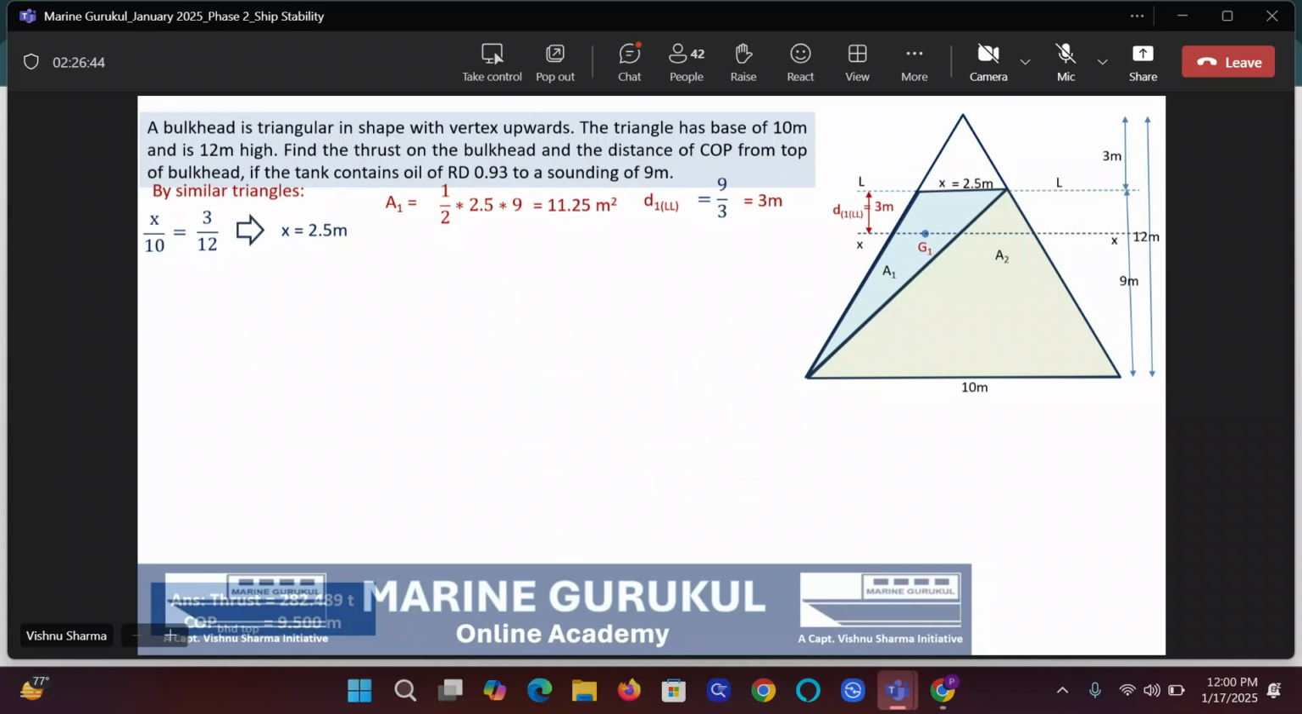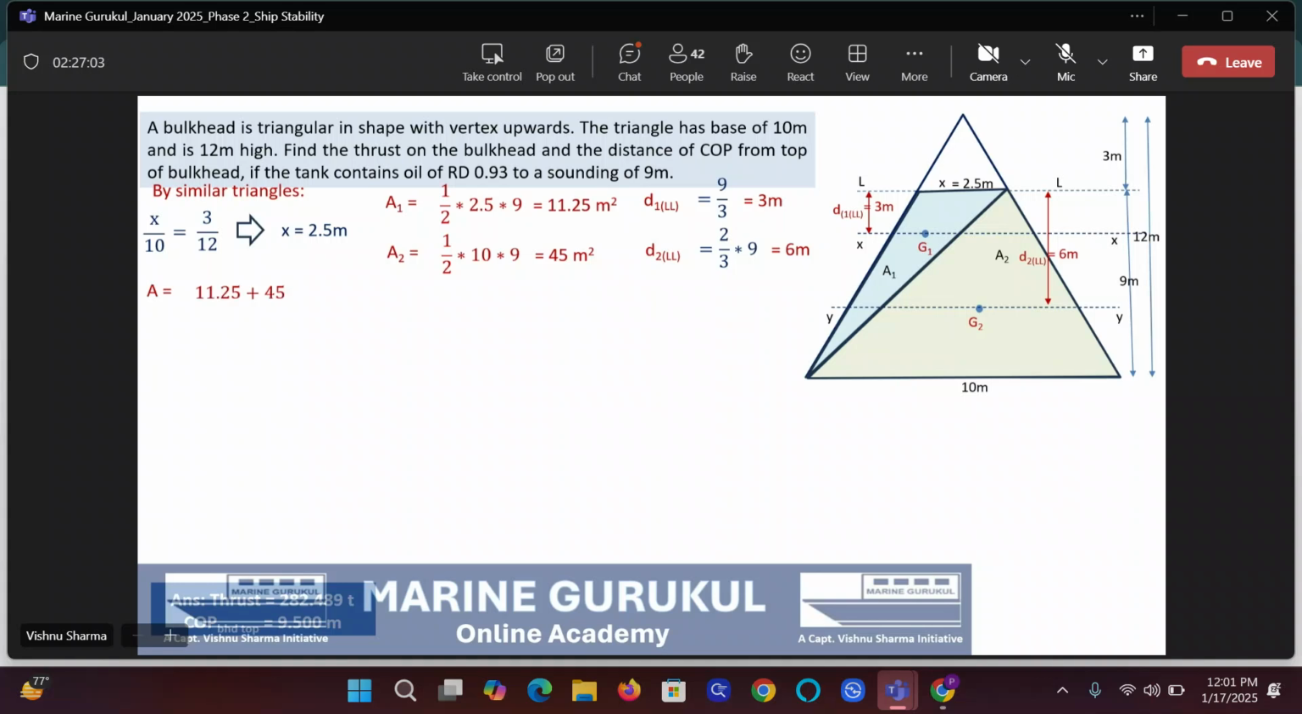A2 is this. Here is G2. Samuel, now you know where G2 will be. Correct? Yes, sir. This is D2LL. This will be 6 meters. So A2 is half base into height. D2 is 2/3 of 9. We get the total area, guys.